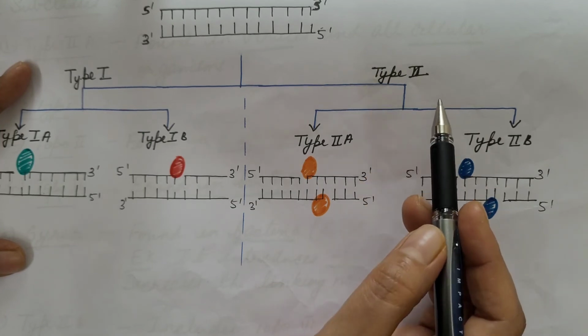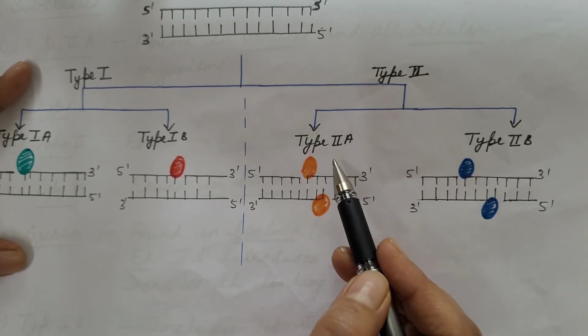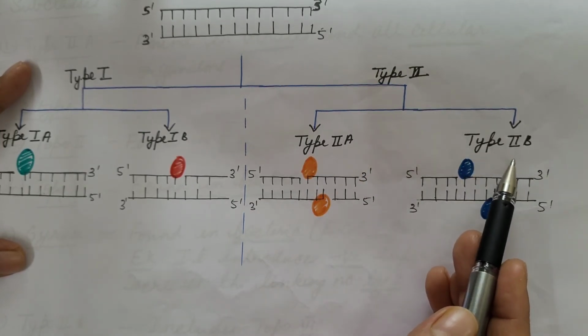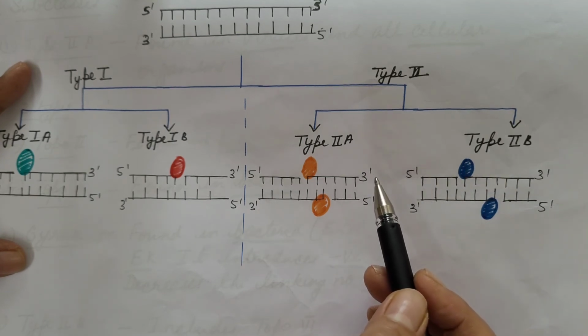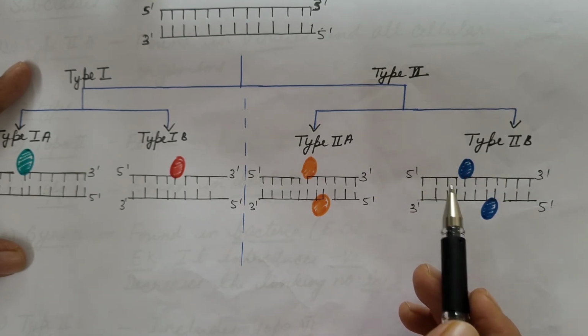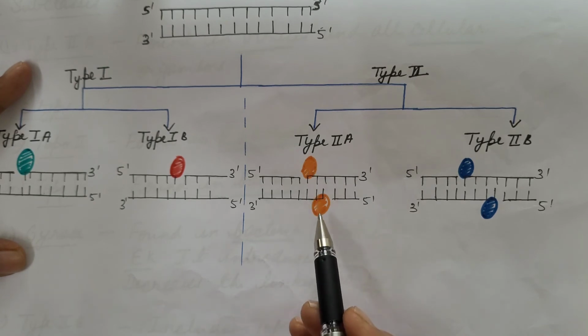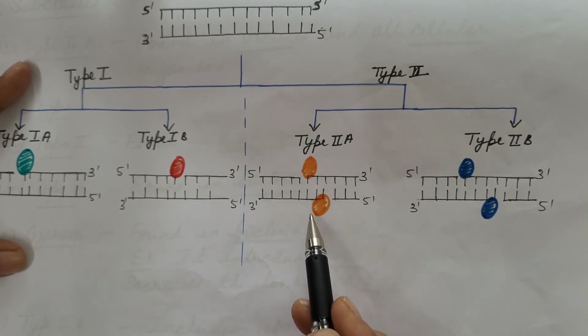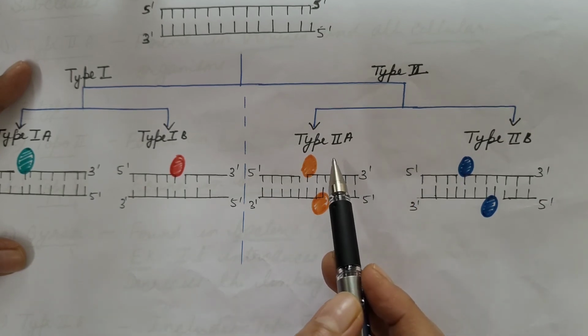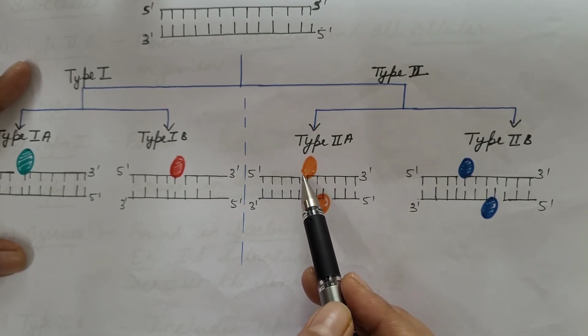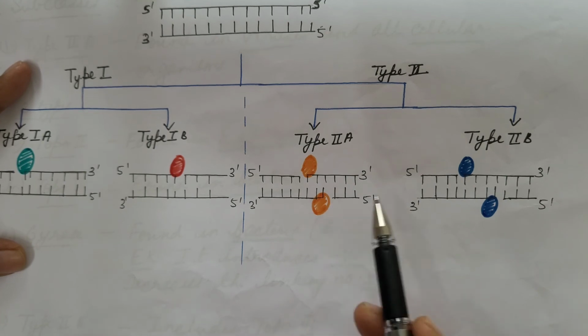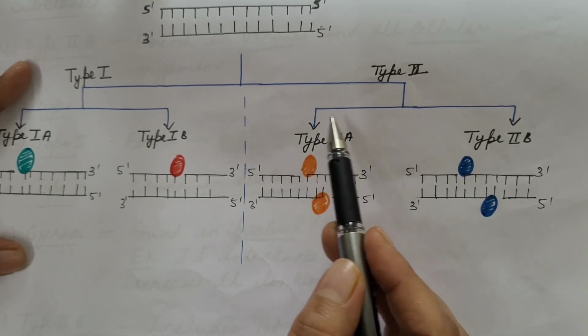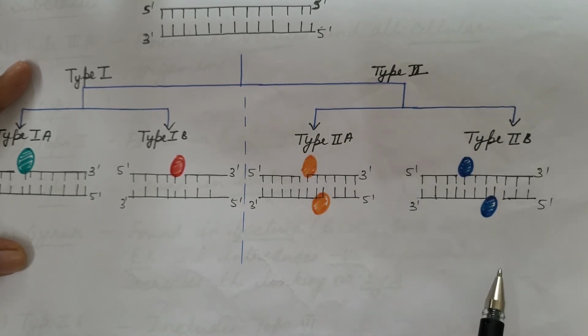Type 2 topoisomerase has two subclasses, type 2A and type 2B. Both are similar in structure and function. These are heterodimeric. These have two monomers. One monomer binds to one of the DNA strands and the other binds to the other DNA strand. And then these cleave both the strands at a time, in case of type 2A and also in type 2B.